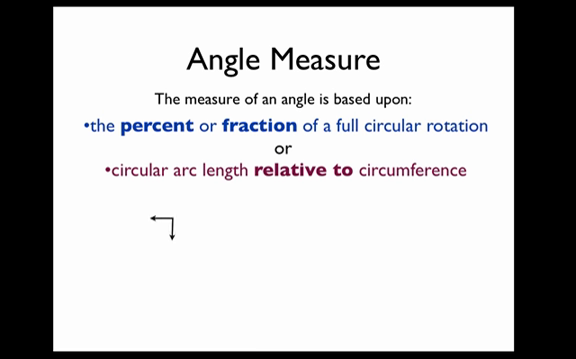So in light of that, if it's based on percentage or fraction of a circular rotation, how would we measure that angle? Well, we'd put its vertex in the circle, and what would we call that angle right there? 90 degrees. What's 90? 90% of the circle? 1/4 of the circle. 1/4, 25%. Okay?